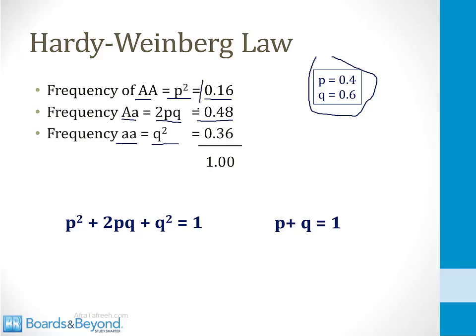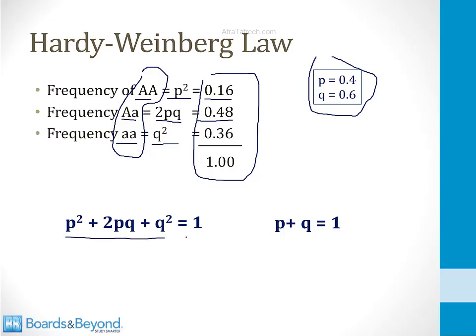And note that these three numbers all add up to 1.0. They have to, because these are the only three ways that the two genes can be found together, so they must add up to 100%. And that brings me to the second principle of the Hardy-Weinberg law, and that is this equation at the bottom left side of the screen, which says that p squared plus 2pq plus q squared is equal to 1.